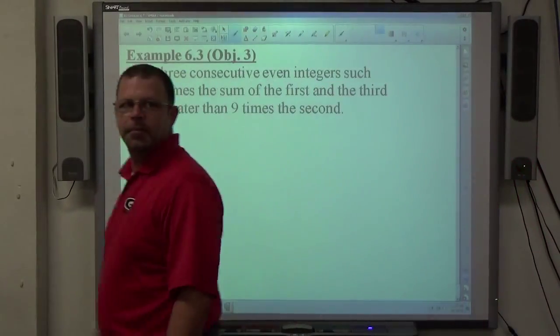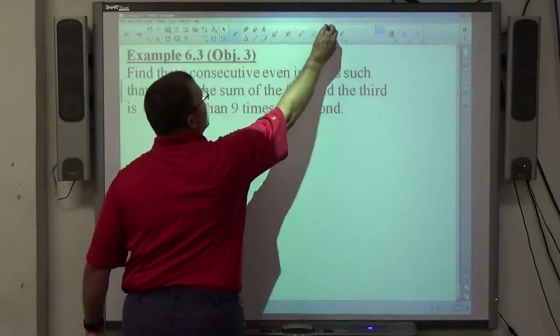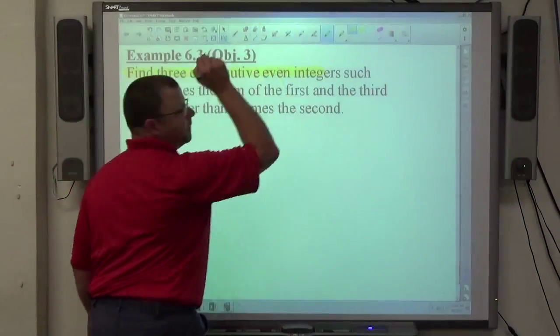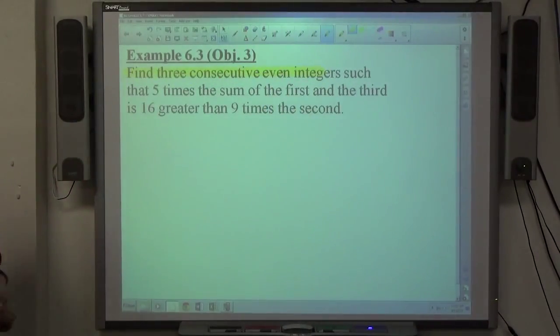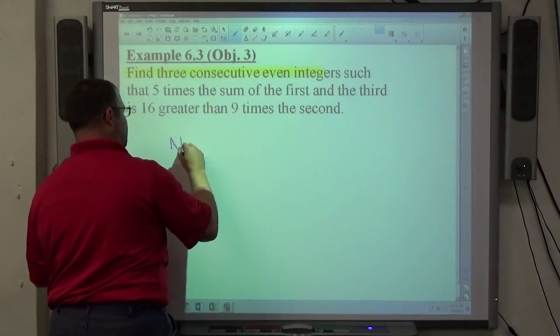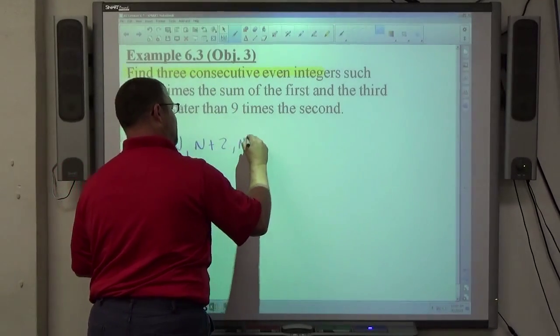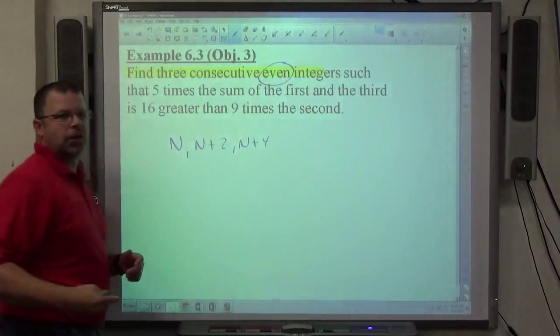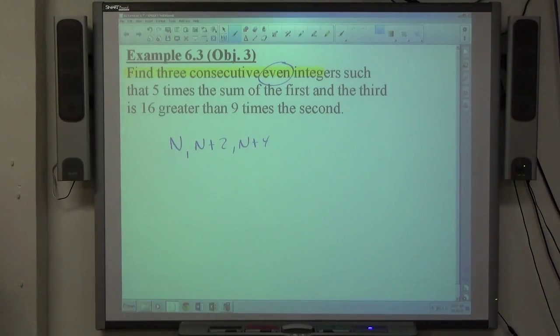Example 3. Maddie, it says find 3 consecutive even integers. What do they look like? N plus 2, N plus... Perfect. n plus 2, n plus 4. Nice. She saw the word even. She remembers even's a plus 2 pattern, so she establishes the unknowns in that way.